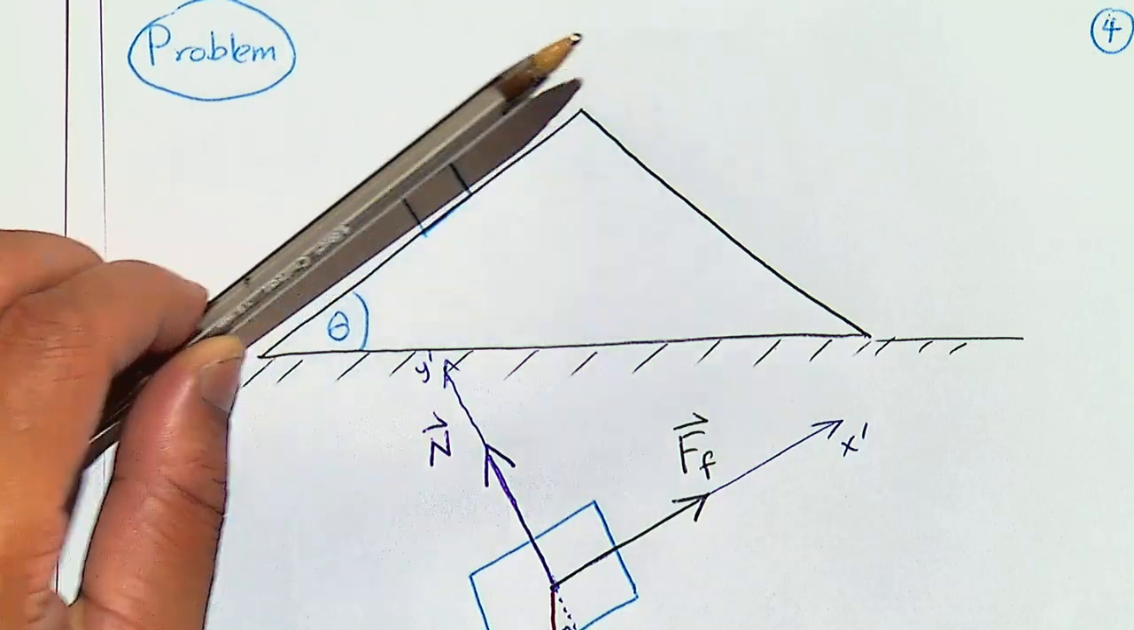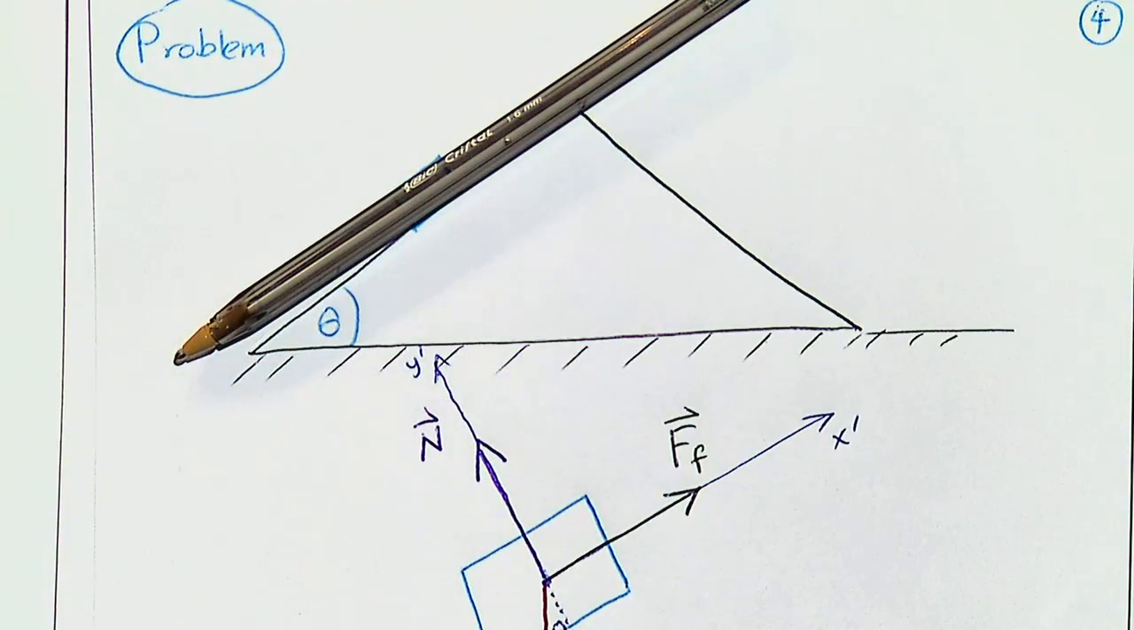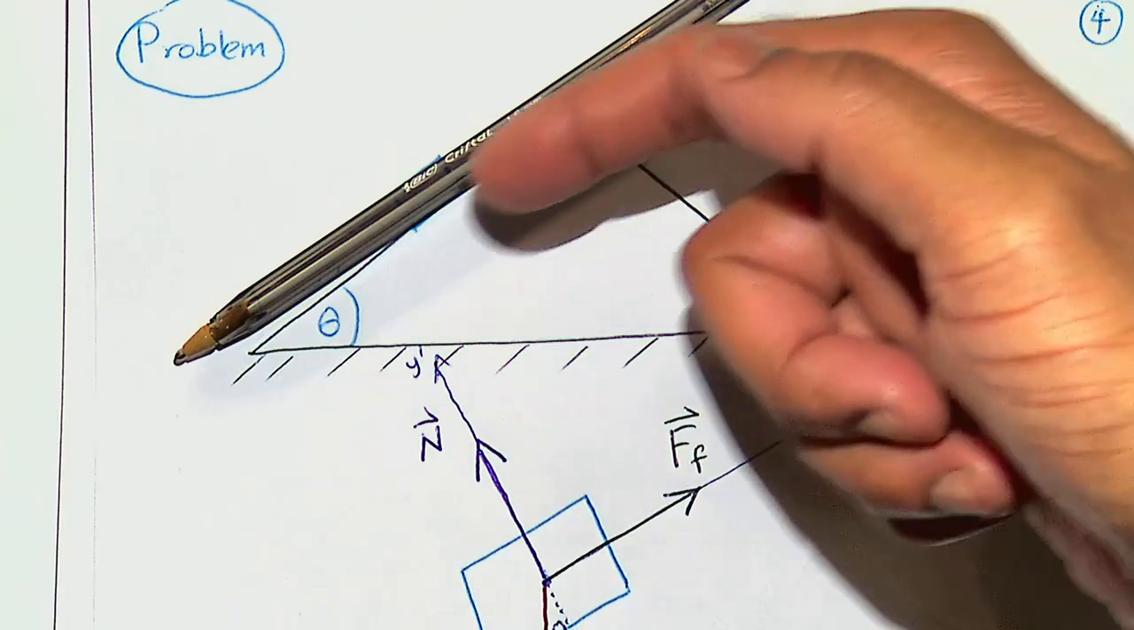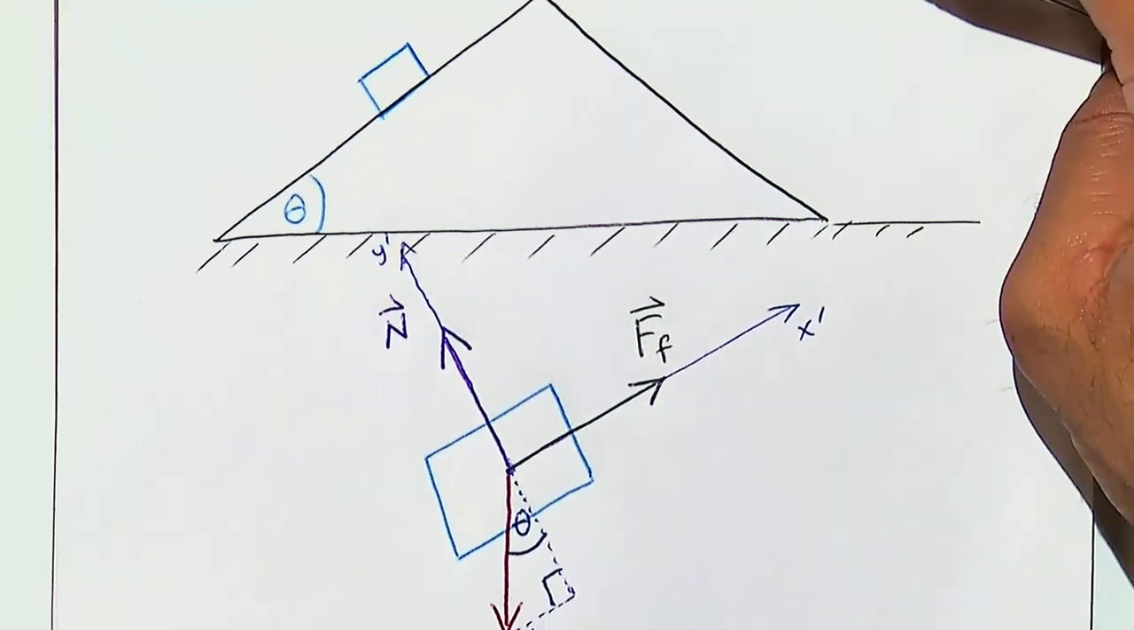The static friction. Now, if you had put it this way, then that wouldn't work. Static friction is not working that way. That would imply that it's actually helping it fall, right? That's not what it's doing.